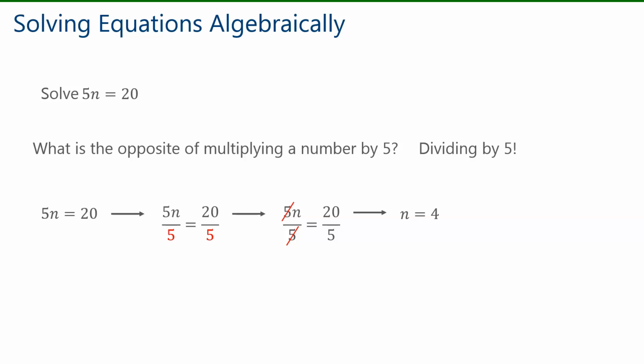We can verify that solution. 5 times 4 is in fact 20. So we could pretty much verify that by inspection.